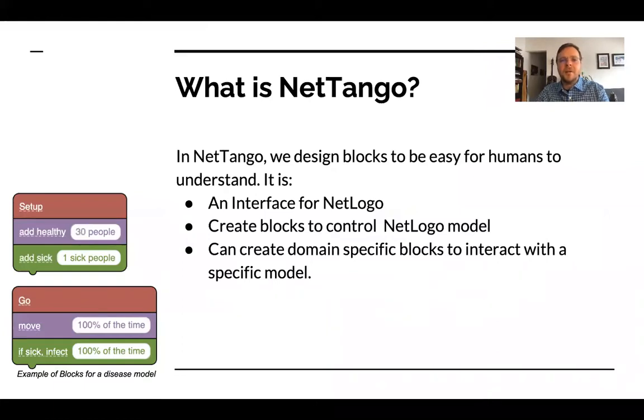In NetTango, we design blocks to be easy for humans to understand. It is an interface for a NetLogo agent-based model. It creates blocks to control a NetLogo model. It can create domain-specific blocks to interact with a specific model. For instance, if we were making a predator-prey model, we could make agents, wolves, and sheep, and then we can make the blocks to control their behavior. Wolves would have to hunt and eat, gain energy. Sheep might eat grass, run away from wolves, flock together, and such things.